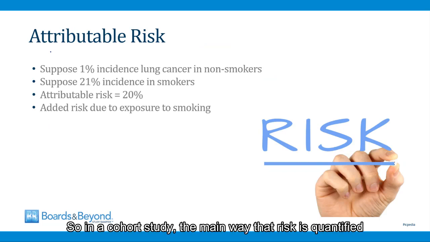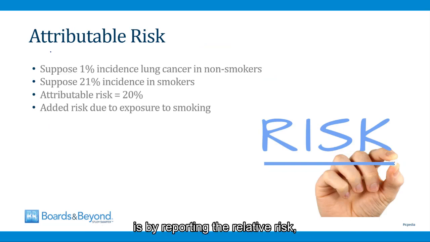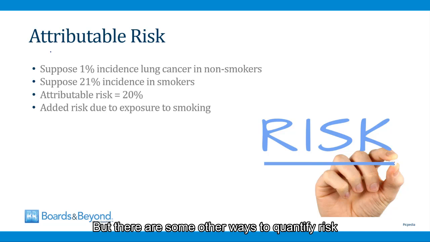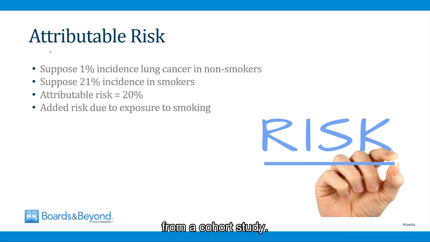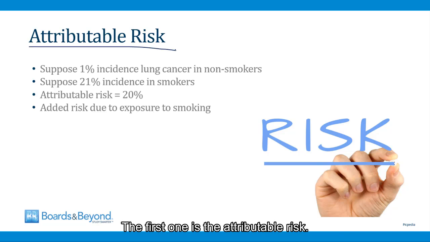So in a cohort study, the main way that risk is quantified is by reporting the relative risk, also called the risk ratio. But there are some other ways to quantify risk from a cohort study, and let's talk about those now. The first one is the attributable risk.